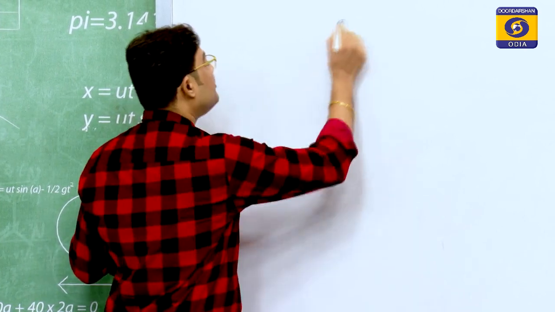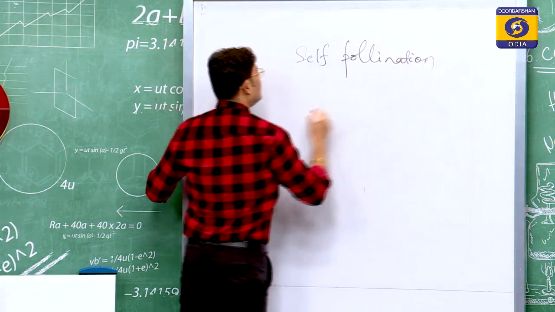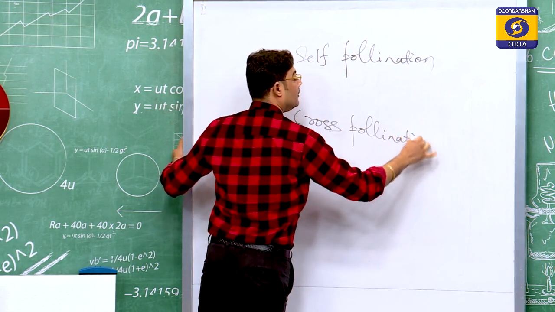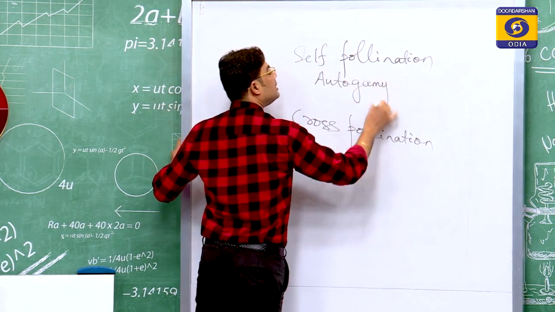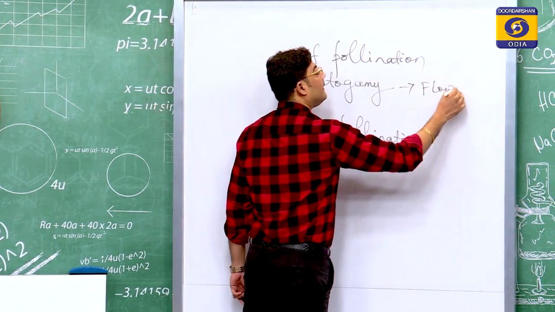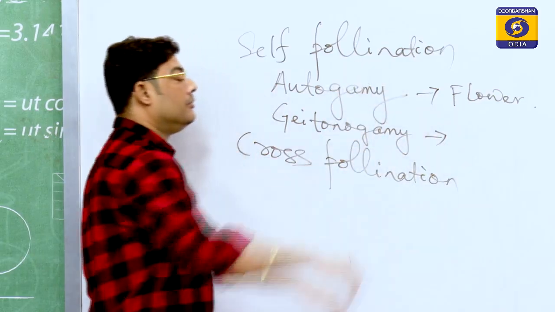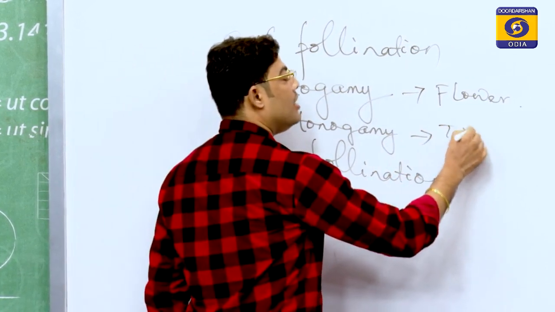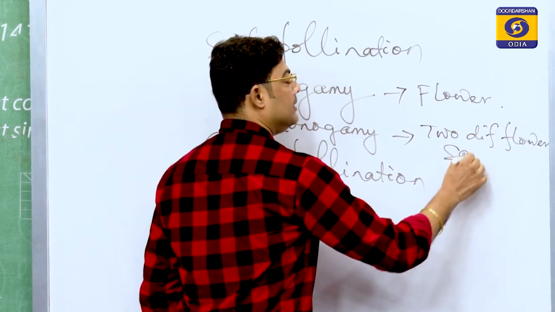So, we have two types of pollination, one is self pollination, the other one is cross pollination. And in self pollination we have seen one is autogamy, the pollination within the same flower, and another called geitonogamy, the pollination between two different flowers but born on the same plant. Two different flowers, but same plant.